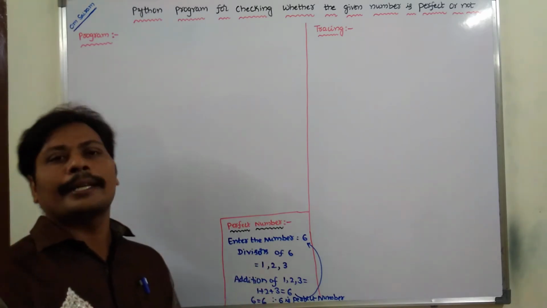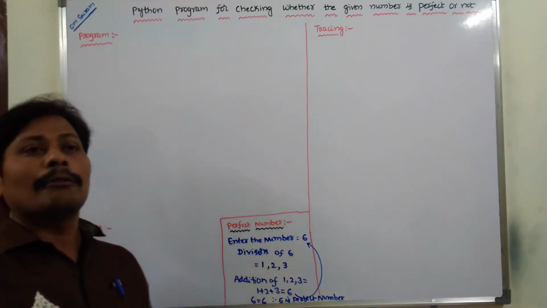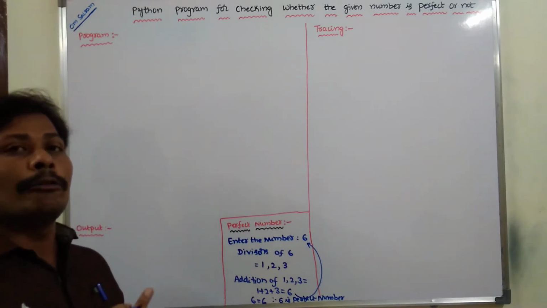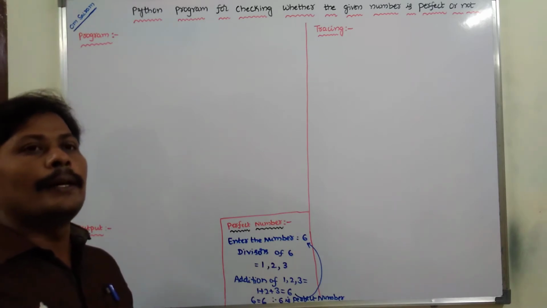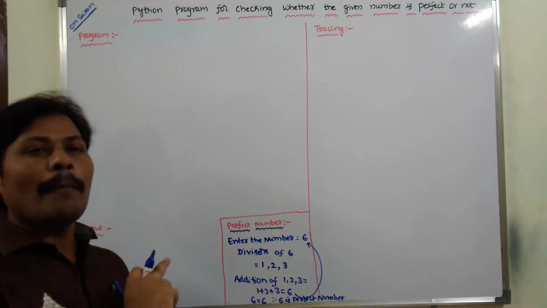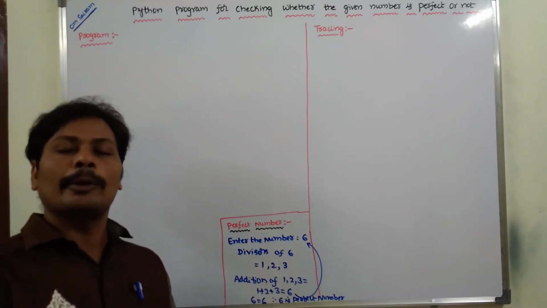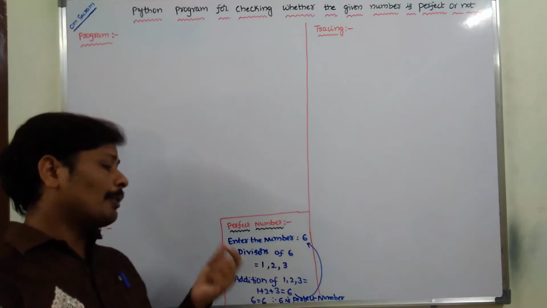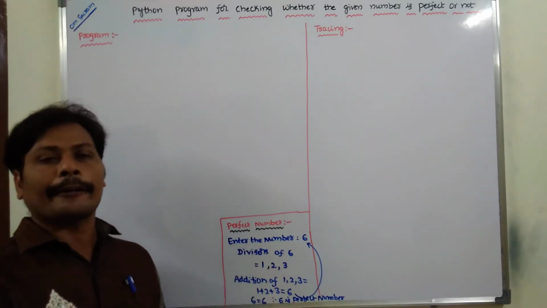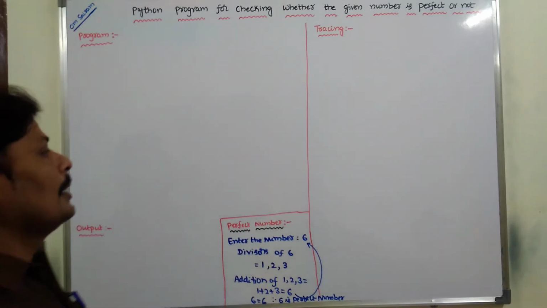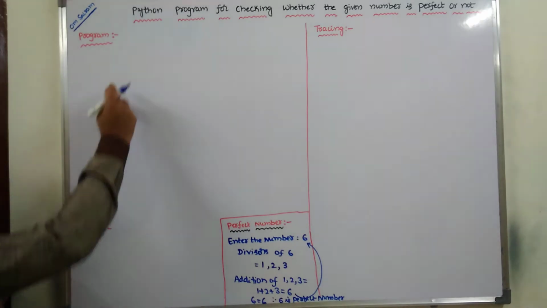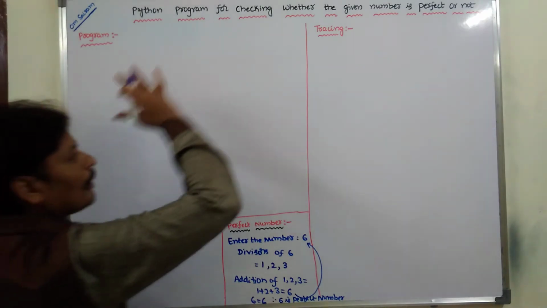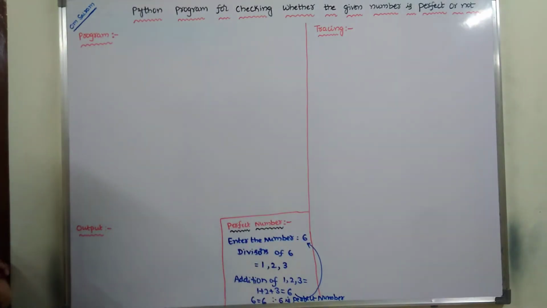The next perfect number is 28. What are the divisors of 28? 1, 2, 4, 7 and 14. The sum of the divisors is equal to 28, so 28 is also a perfect number. Now first I am writing the output. According to the output we have to write the program. After that I am tracing that program.